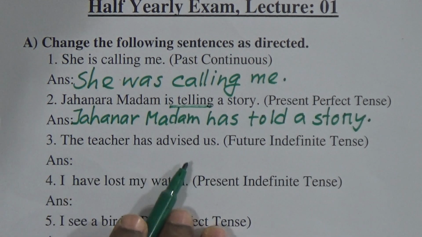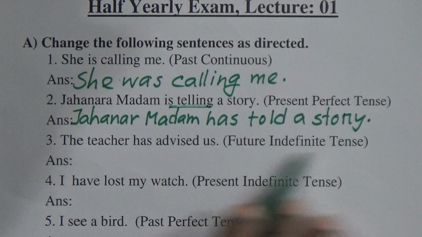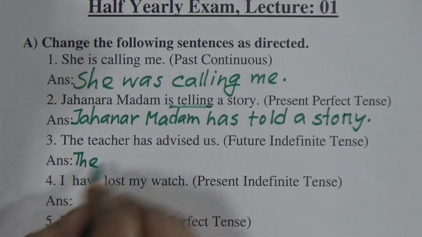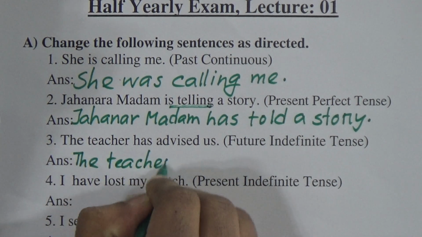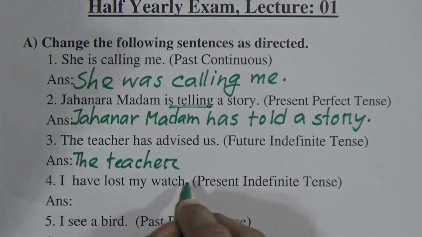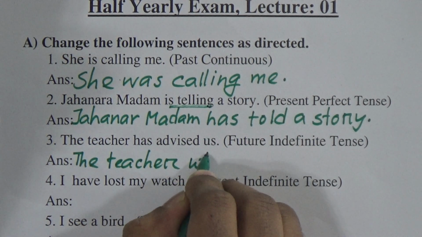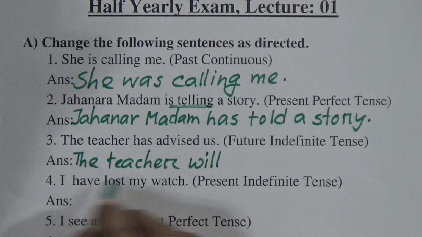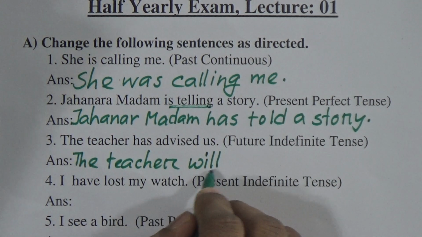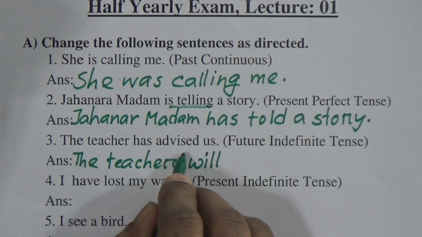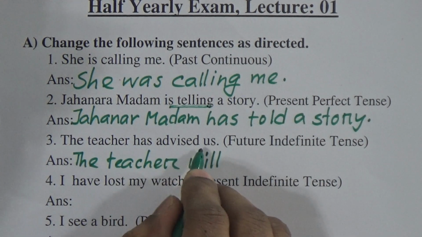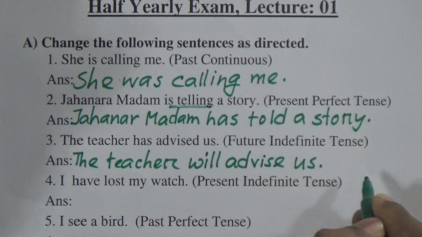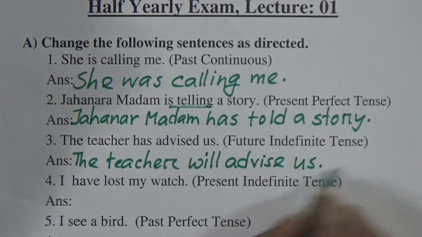Number 3. The teacher has advised us. We have to make it future indefinite tense. So this is present perfect tense. We have to make it future indefinite tense. So in future indefinite tense, what comes first? Subject. So the teacher is the subject here. After the subject, we have to put shall or will. In this case, we have to put will. After I, we use shall. People say that shall dies nowadays. We don't use shall. So the teacher will. After will, we have to put the base form of the verb, the present form of the verb. Advised is the past form. Its base form is advise. The teacher will advise, and then object. The teacher will advise us. Future indefinite tense.